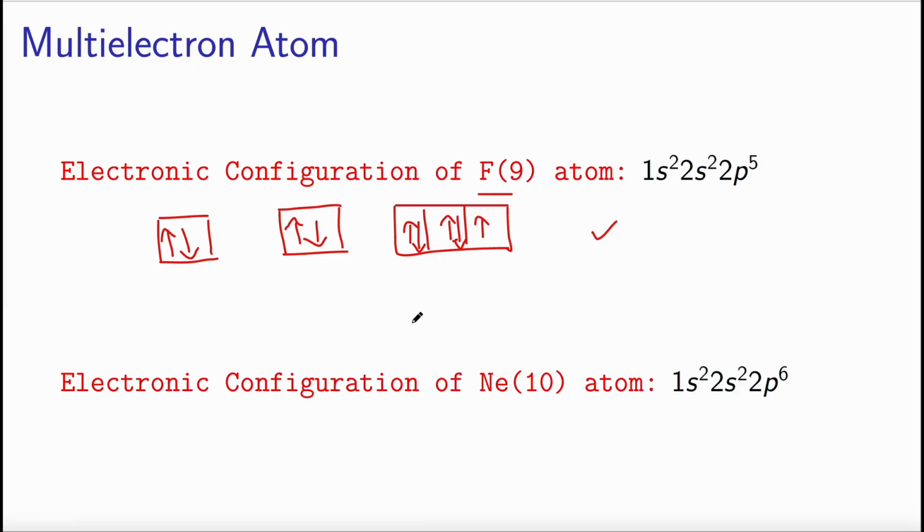And then what is the electronic configuration of neon? Neon is again an inert gas. So neon is an inert gas. So this is just 1s and 2s and 2p.